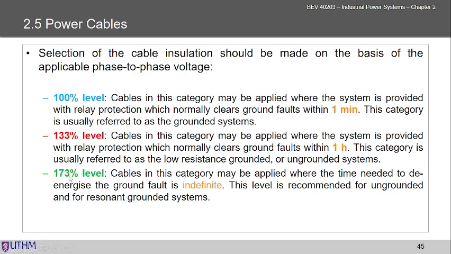And if you choose the most expensive one, the 173% level, this is indefinite. So of course it's very, very expensive. It is recommended for an ungrounded system. It's normally for an ungrounded system; for an ungrounded system, we have to choose the higher level.